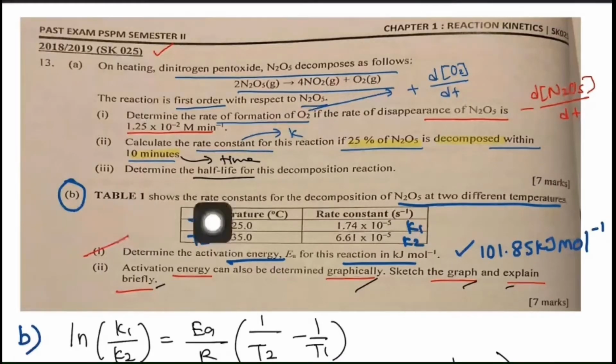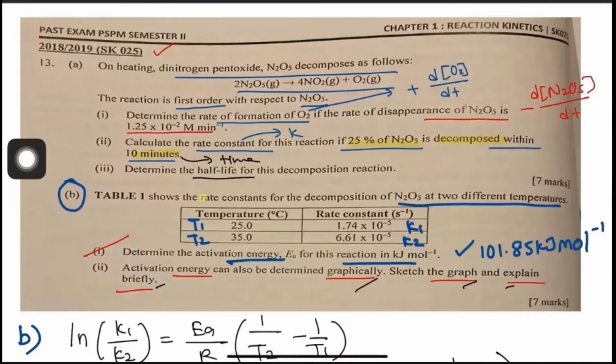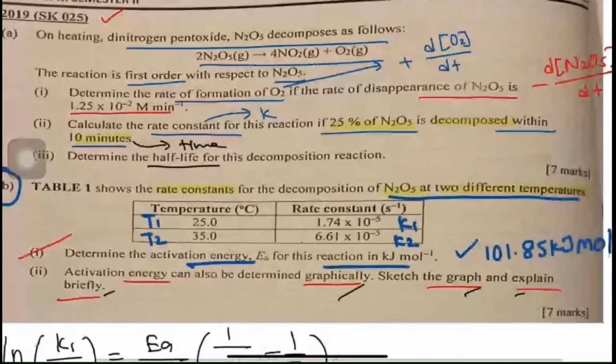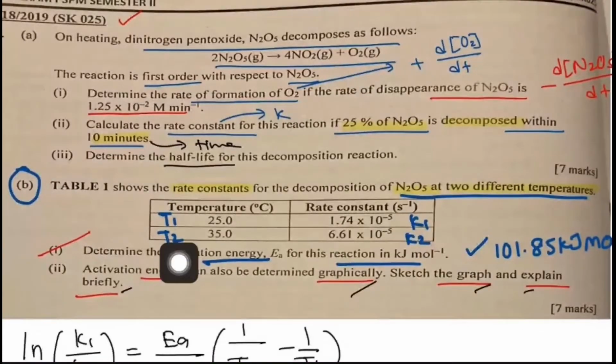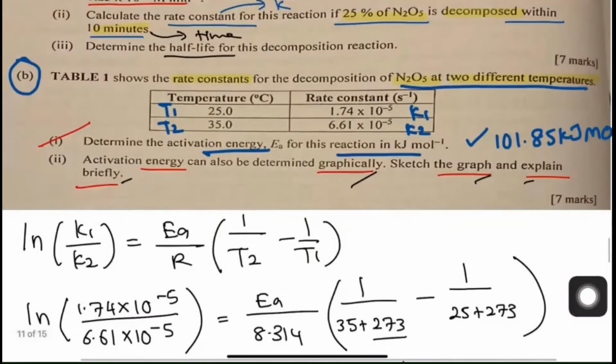So table 1 shows rate constant. Okay, highlight the information that is given in the question for the decomposition of N2O5 at two different temperatures. So it would be good if you label T1 as T1, correspondingly K1, T2, and correspondingly K2. Okay, so first question, determine the activation energy for this reaction in kilojoule per mole. So how are you going to determine activation energy?